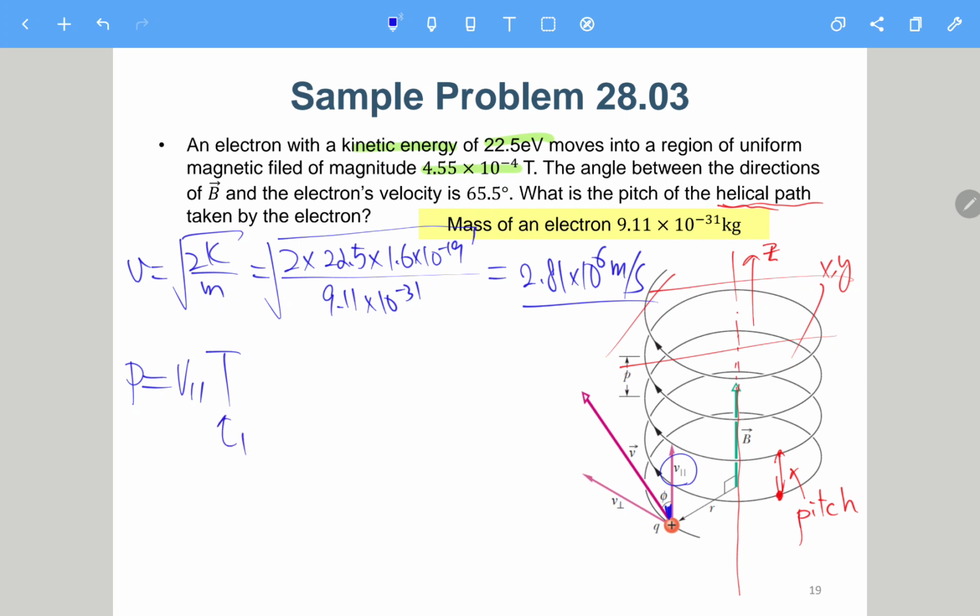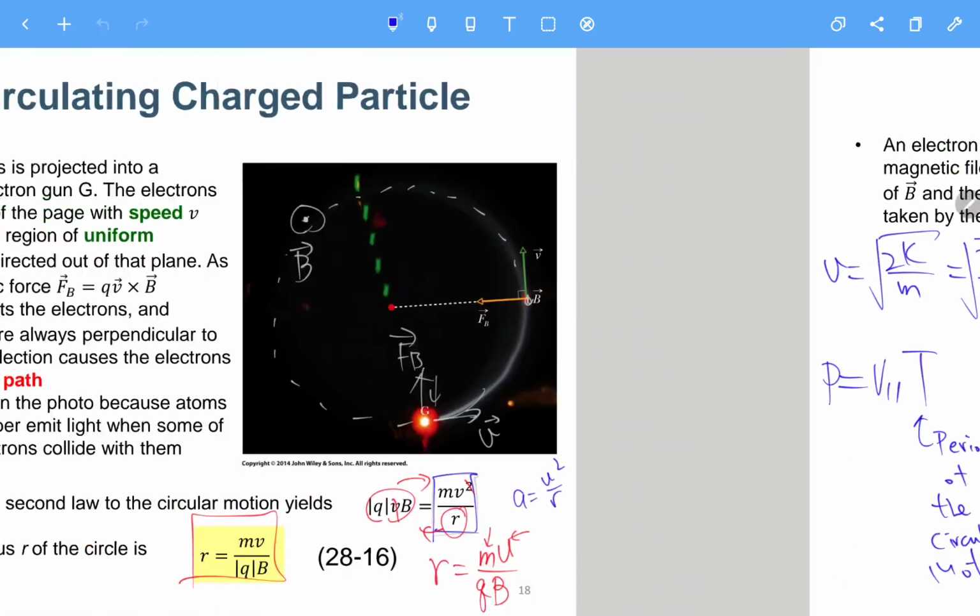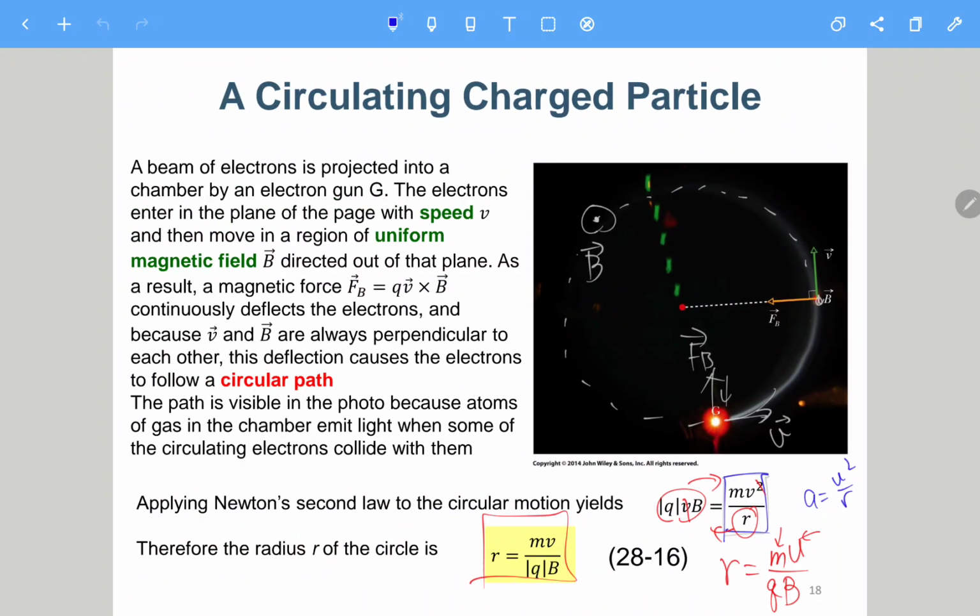T is the period of the circular motion. In the previous page we have not mentioned, but of course in physics 1 maybe you should have known what is the period of a circular motion, which means how long it takes the particle to go for a single loop. It is easy. T is 2 pi r, the circumference of a circle, divided by the V. Okay, so this is the period.